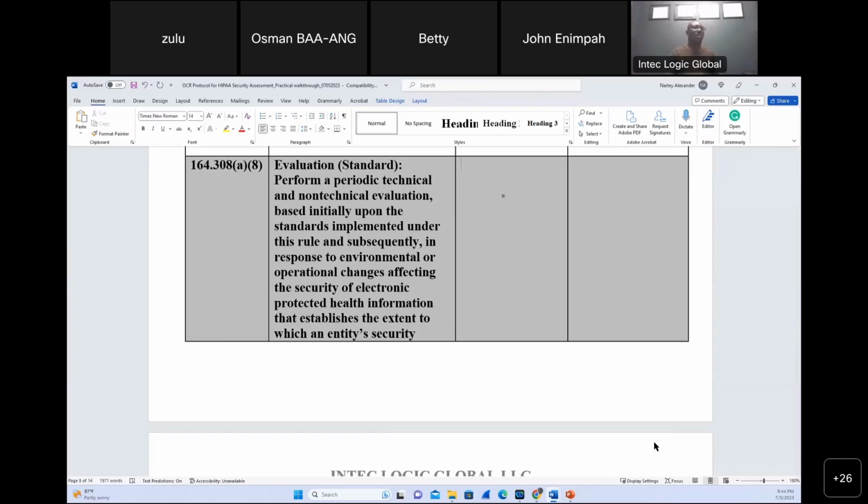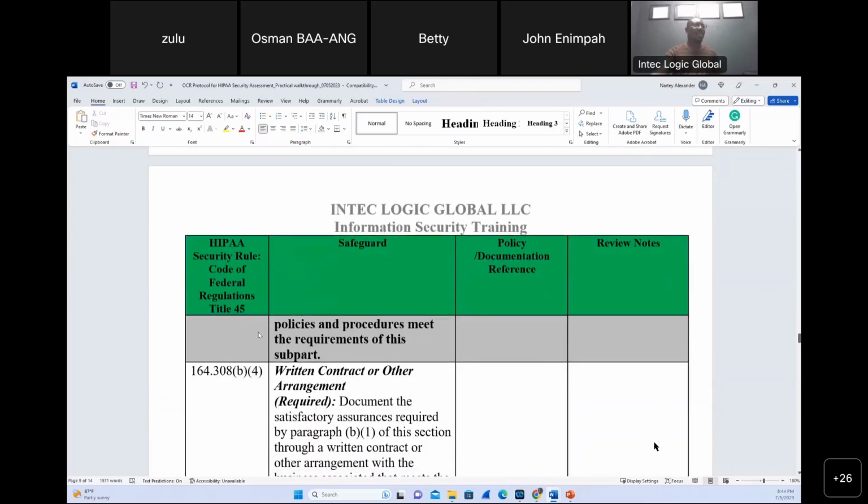That's why I say perform a periodic technical and non-technical evaluation based initially upon the standard implemented under this rule, the HIPAA rule, in response to the environmental operational changes affecting the security of electronic protected health information, that establishes the extent to which an entity's security policies and procedures meet the requirement of the HIPAA, right?